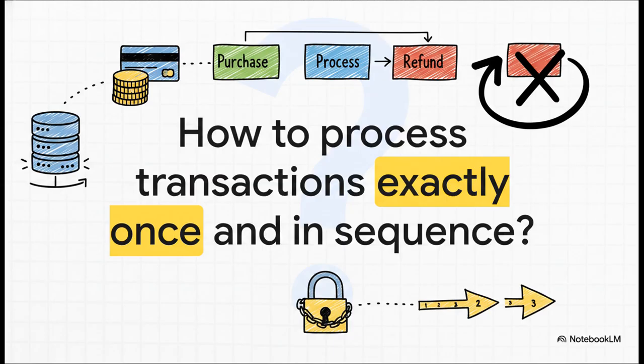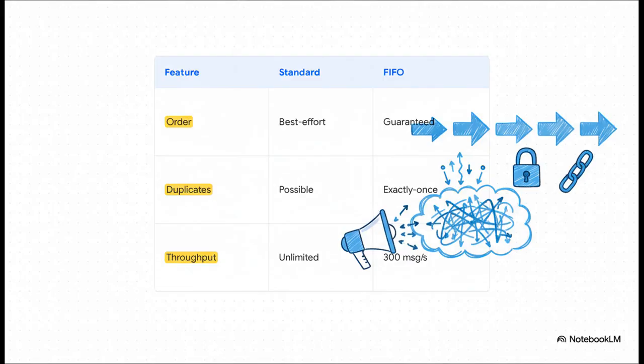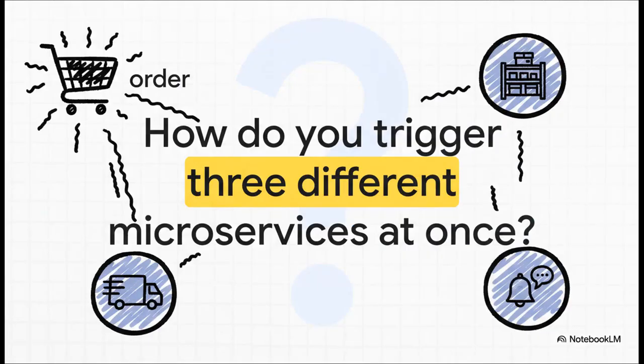Okay, let's throw a wrench in it. Now we're talking about financial transactions. And the keywords are super important here. Exactly once and in the exact sequence. You can't charge someone twice, and you definitely can't process a refund before the actual purchase. What changes now? The answer is a very specific type of SQS queue, a FIFO queue. A standard queue is great for throughput, but it only gives you best effort ordering. For the exam, if you see the phrases guaranteed order or exactly once processing, it is always an SQS FIFO queue. No exceptions.